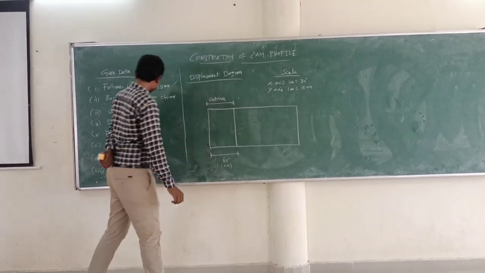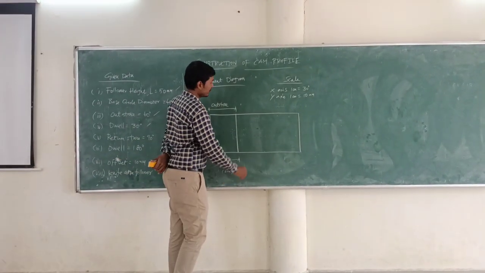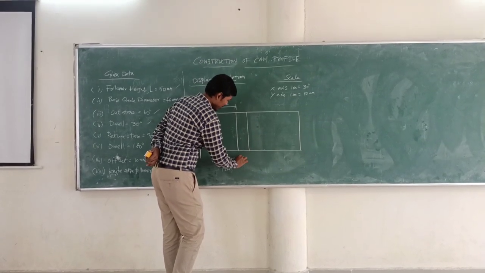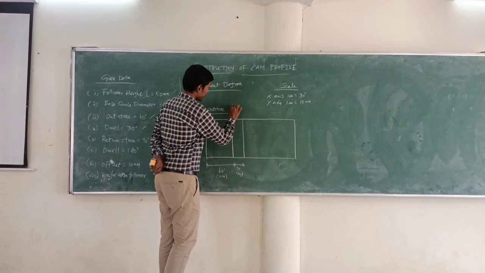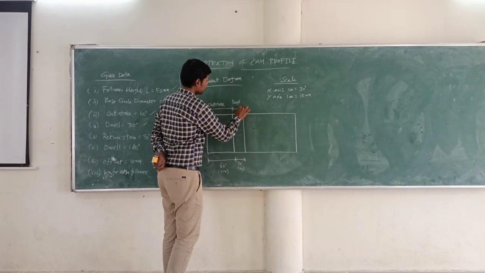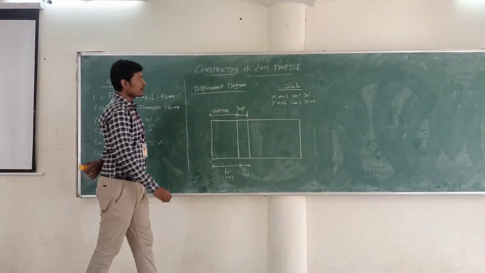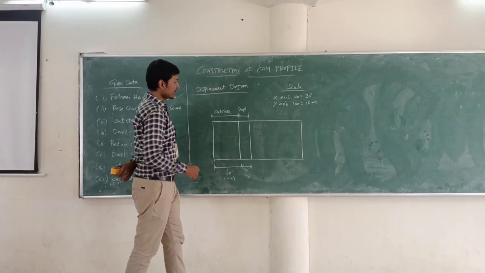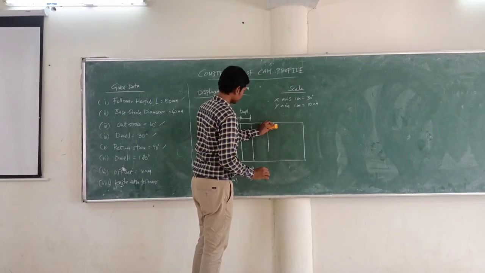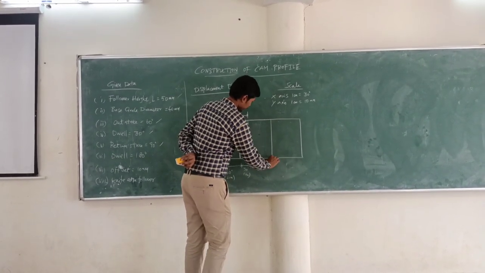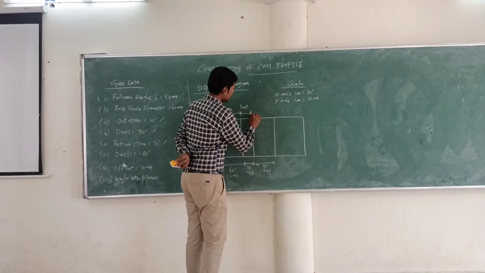Next is the dwell, which is 30 degrees. At a scale of 1 centimeter, we draw 30 degrees. So this is the portion for the dwell. The third one is the return stroke. The value of the return stroke is 90 degrees. In conversion of scale, we use 3 centimeters. So this is the value for the return stroke.